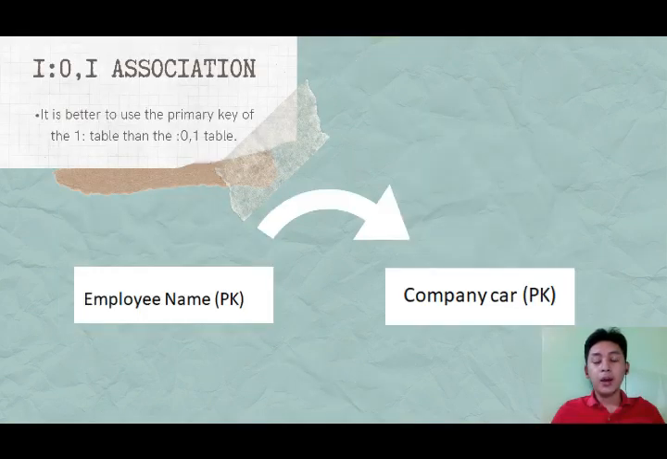Unlike in a one-and-one association, for one or zero association, it would be better to use the primary key of the one side than the zero side. Although technically possible to use the zero side, it would just create problems when searching. For example, if we use the company car as foreign key for the employee table, then it would just create a lot of null values, since not all employees have a company car.